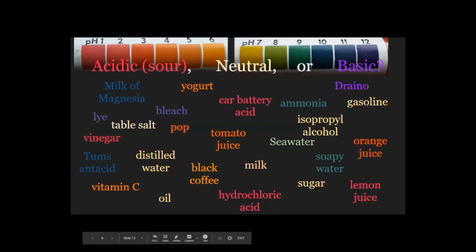And then the neutral things are oil, distilled water, salt, milk, isopropyl alcohol, gasoline, and sugar, kind of right in the neutral. All right, hopefully that worked.